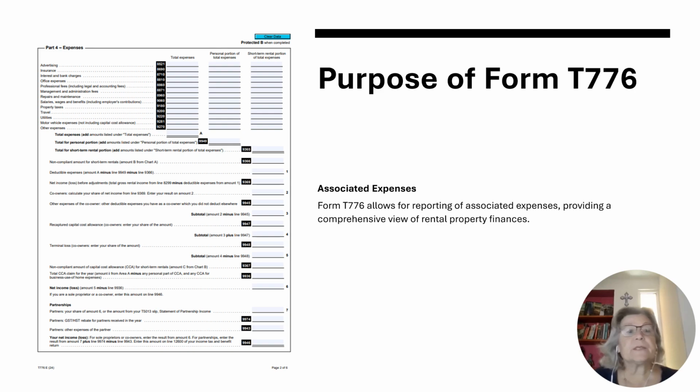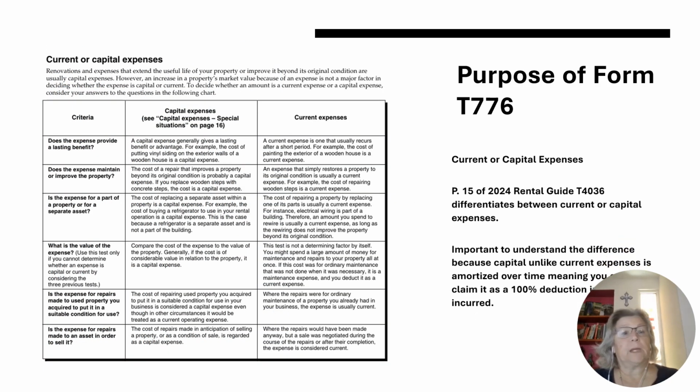This would be the second page with the expenses, what it's going to look like. And we have to know the difference between a current or capital expense. Current expenses are like operating expenses. It's an expense you used that didn't extend the life of the property. You're just putting it back into its natural state. Now, if you're going to do a huge project, such as putting an addition of a room on, you're actually improving it beyond its original condition. You're adding value and life to it, and it would be considered a capital expense.